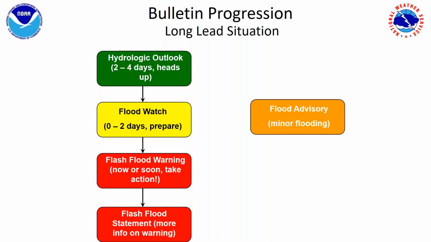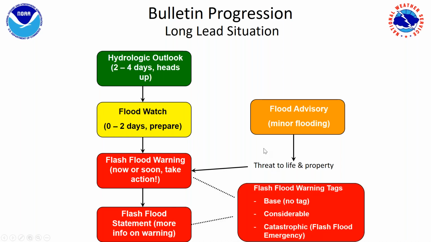Now, the event can start off slower. You could have heavy rain, but it's only producing minor impacts. You just have some ponding, maybe streams coming up, but it's not yet causing any problems. Then you would issue a flood advisory. But then if the flooding gets worse, then of course you can switch over to a flash flood warning as needed.